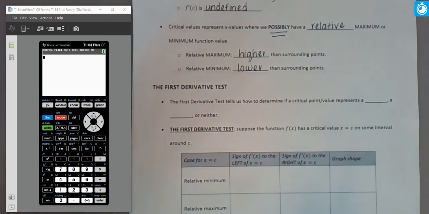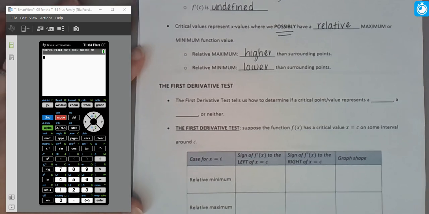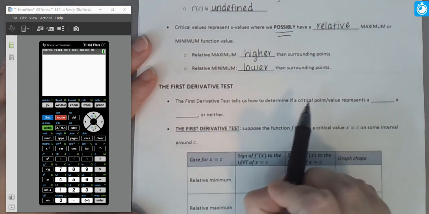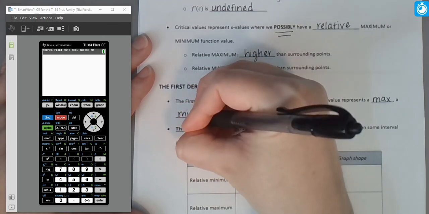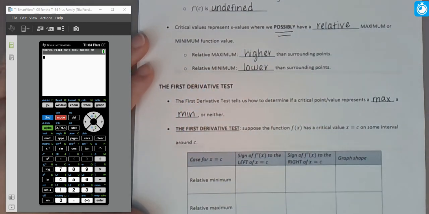So if we put all of this together, this idea of critical values, where we change from increasing to decreasing around that value, or from decreasing to increasing, and this idea that we can have a peak or a valley at these locations, leads us to what we call the first derivative test. The first derivative test tells us how to determine if a critical point or value represents a maximum, a minimum, or possibly neither. It's possible we have a critical value, a critical point, but it doesn't actually represent a maximum, which would be a peak, or a minimum, which represents a valley.